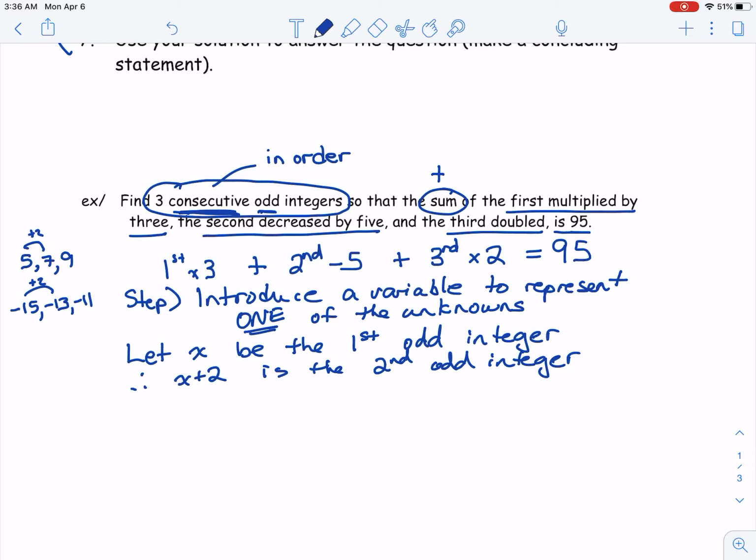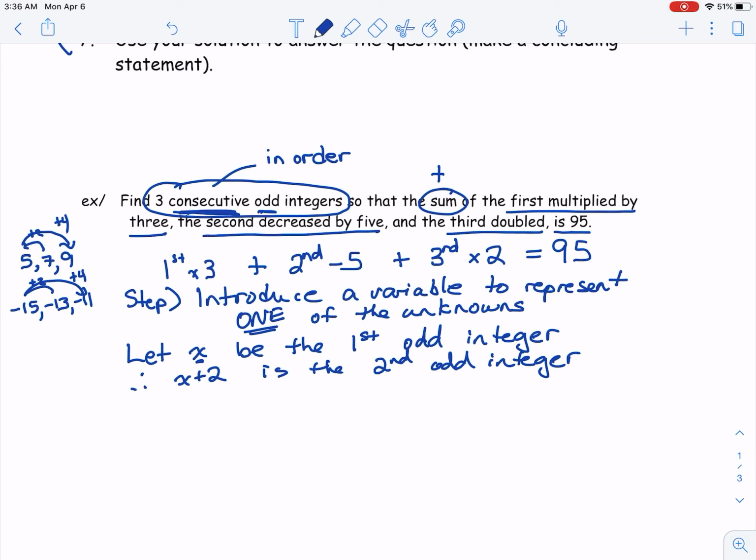And then how do we get to the next odd integer? Well, starting with 5, to get up to 9, we have to add 4. Or to get from negative 15 to negative 11, we have to add 4. Everything else that you express has to be expressed in terms of the initial variable.